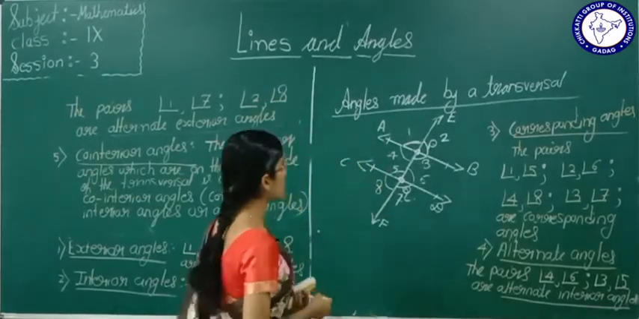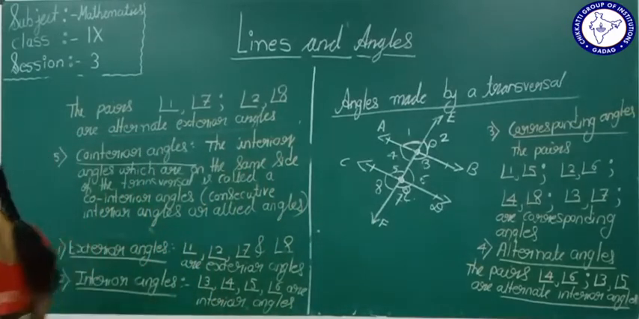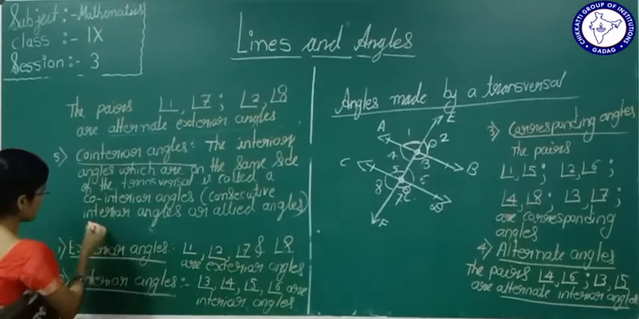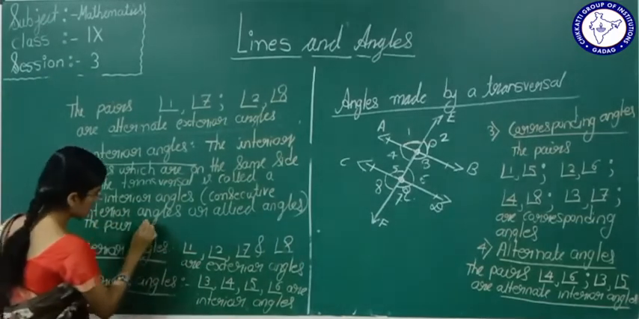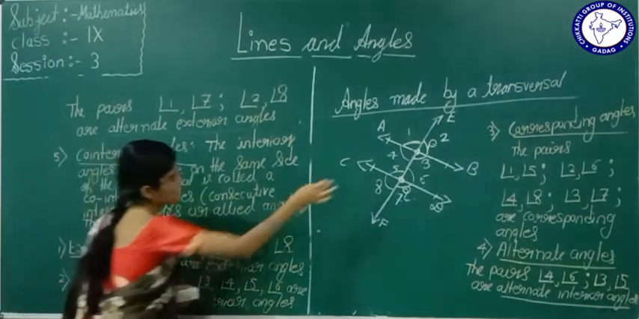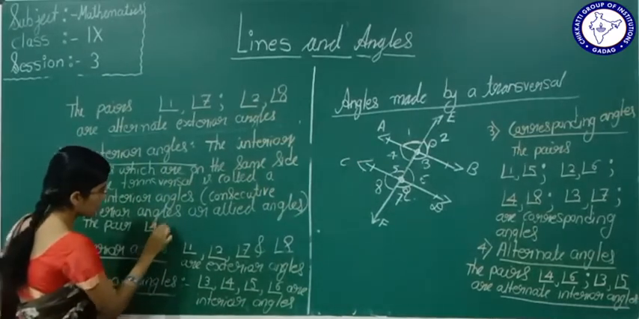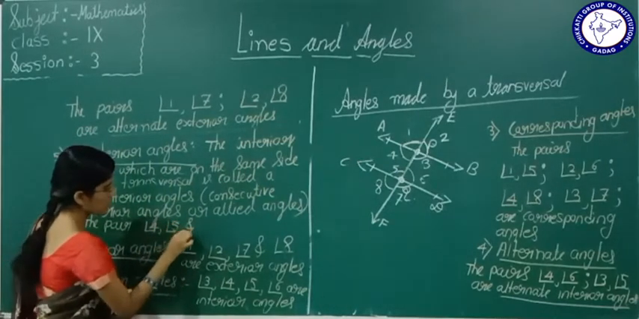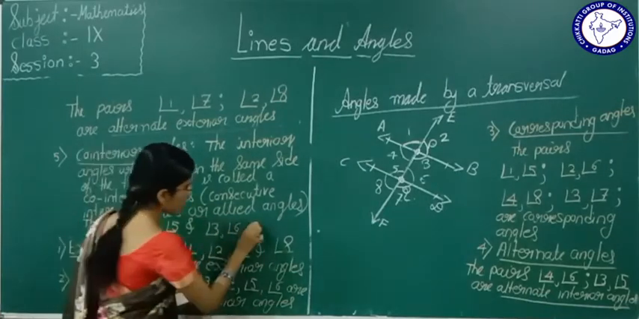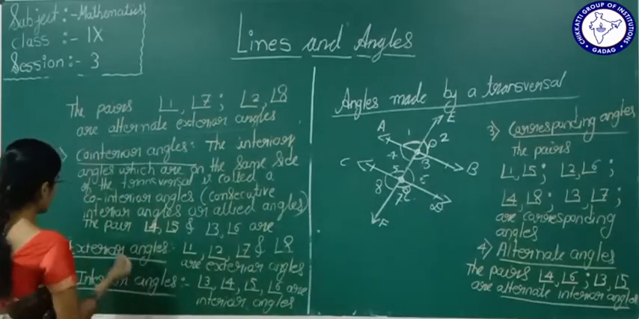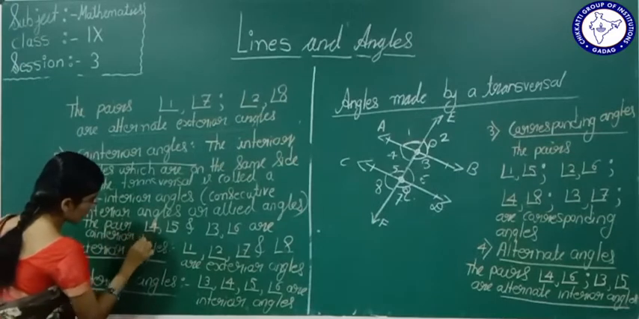Now see in the figure which are co-interior angles. See here, angle 4 and angle 5 are on the same side of the transversal, no? Angle 4, angle 5 and angle 3, angle 6 are co-interior angles.